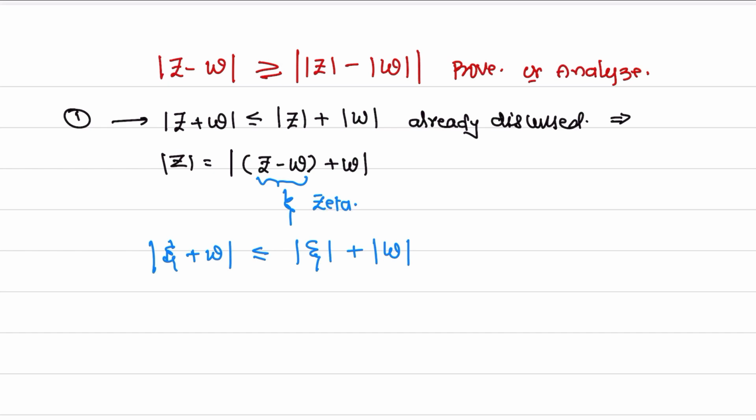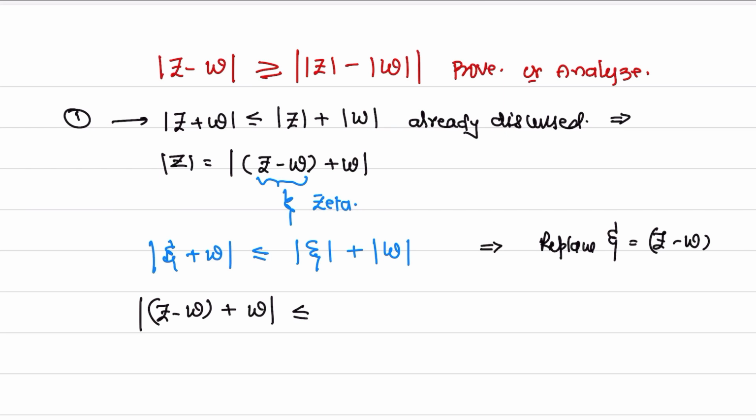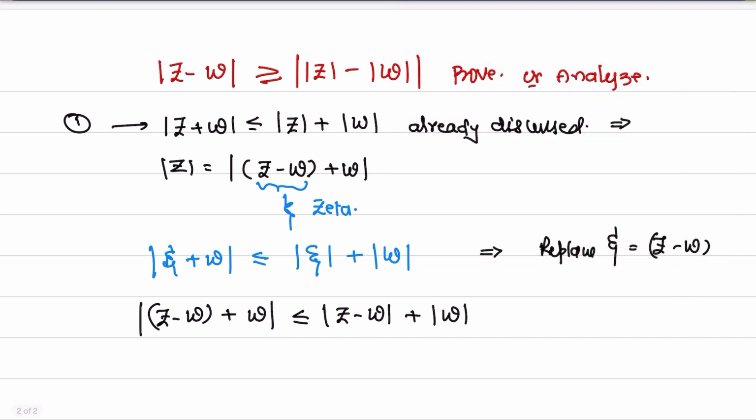This zeta is nothing but z minus w. Replace zeta with z minus w, because z minus w is zeta. That means modulus of z minus w plus w is less than or equal to modulus of z minus w plus modulus of w. What is modulus of z minus w plus w? This value is modulus of z.